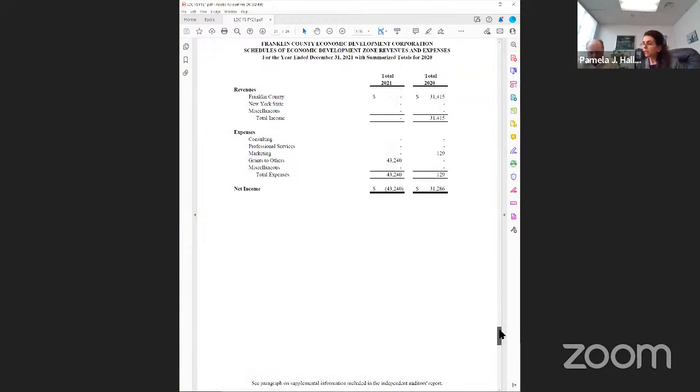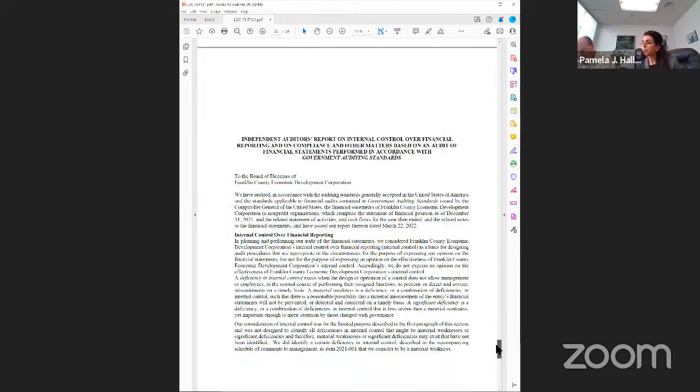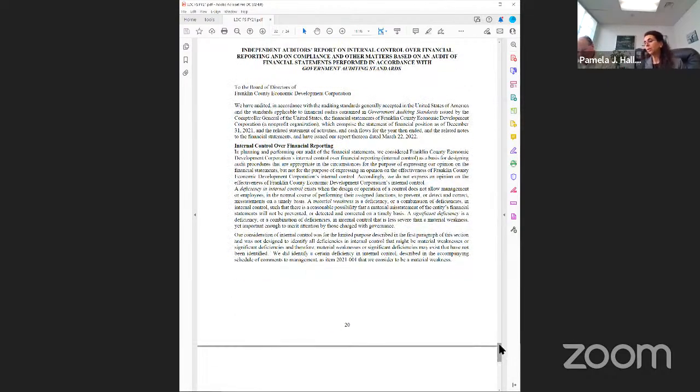The schedule of economic development zone revenues and expenses. Last year, we had a real light year. And this year, the rest of that cash got transferred over to the IDA. So that's gone. The next report is the Yellow Book report.